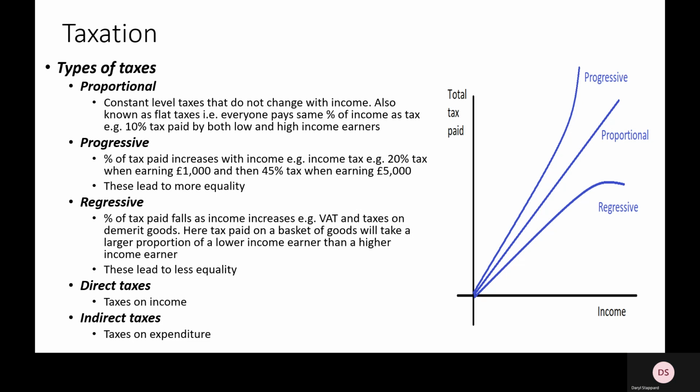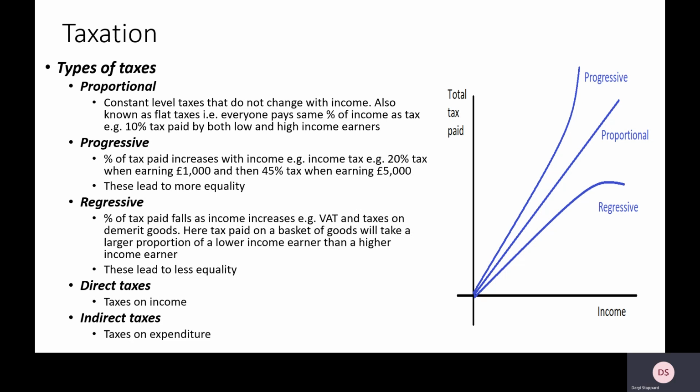tax you will pay. Regressive taxes are taxes that take a bigger proportion of the income of low income earning people compared to high income earning people. Now, many people would argue that VAT on things like demerit goods are a regressive tax. And that if a low income person buys a packet of cigarettes, the tax they pay will form a bigger chunk of their income than what it would do for a higher income person.